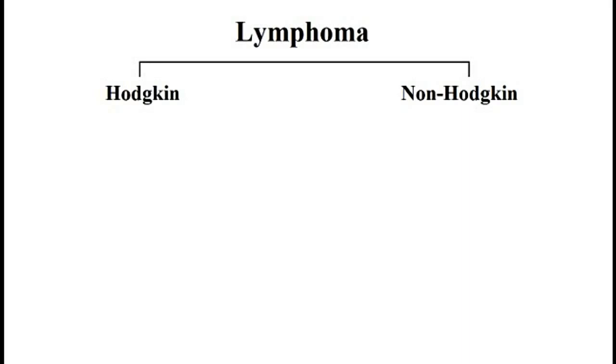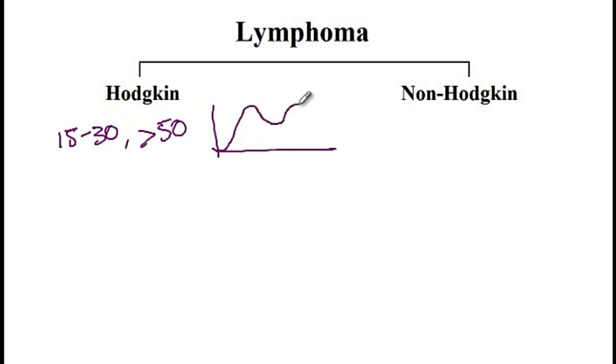In this video, I will go over the features of Hodgkin and non-Hodgkin lymphomas. So Hodgkin lymphoma has a bimodal distribution, being most commonly seen in 15 to 30 and more than 50 years of age. So it has a bimodal distribution like this. So here would be 15 to 30 and here would be after 50 years of age, versus non-Hodgkin lymphoma, which is most commonly seen between the ages of 20 to 40.